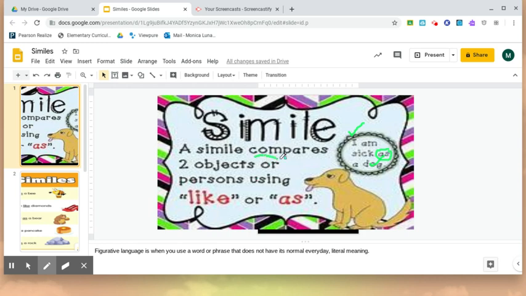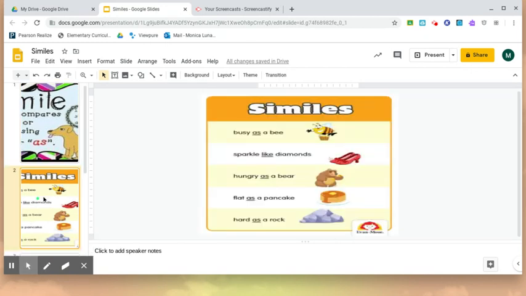Remember, you have to compare two things with the word like or as. So this is an example of a simile. Okay, let's look at the next slide. Here's a few more examples. Busy as a bee. So the word is as, right? And they're comparing that someone is as busy as a bee.